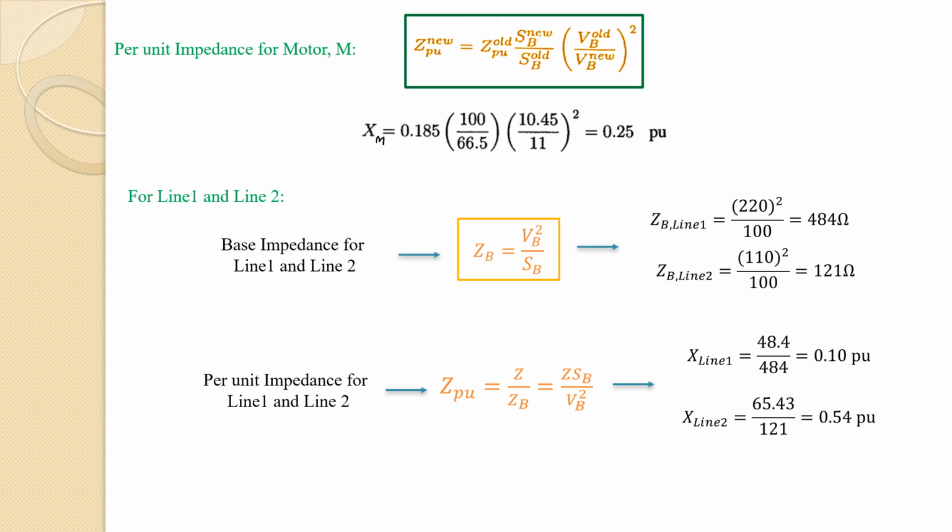This is equal to Z times the base value of the MVA divided by the square of the base value of the voltage. So we can substitute for the two lines the desired values and we'll be able to get the per unit reactances for the lines, or the per unit impedances for line 1 and 2, as 0.1 per unit and 0.54 per unit.